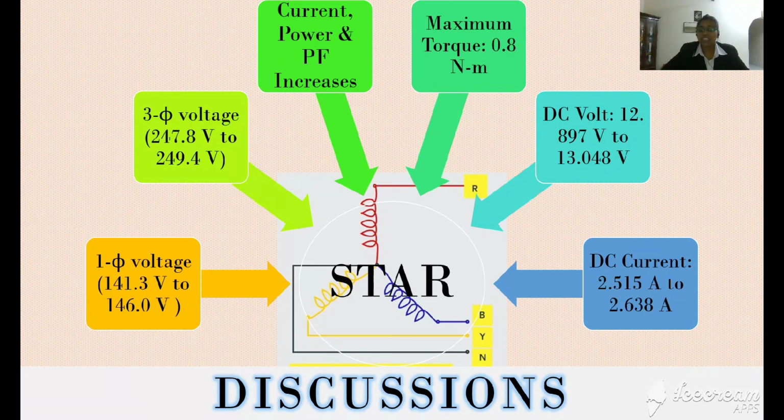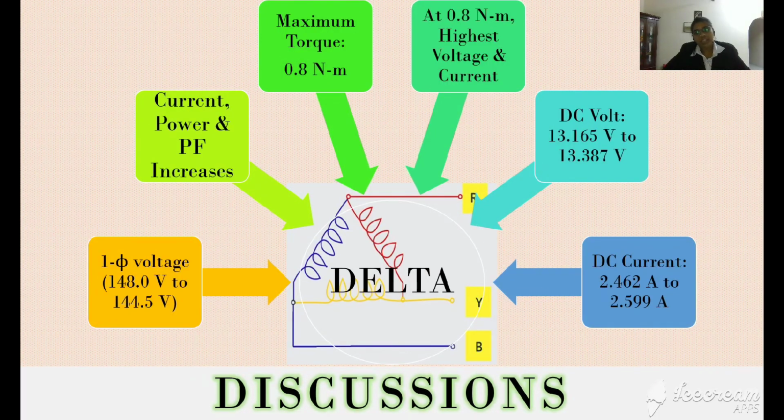So this result for star shows that the values will remain constant even as the load values were varied. Then the horsepower of the motor was influenced by the power values. So what we can see is the horsepower increases as the power value increases. Okay, next I'm going to explain the results obtained for the delta connections.